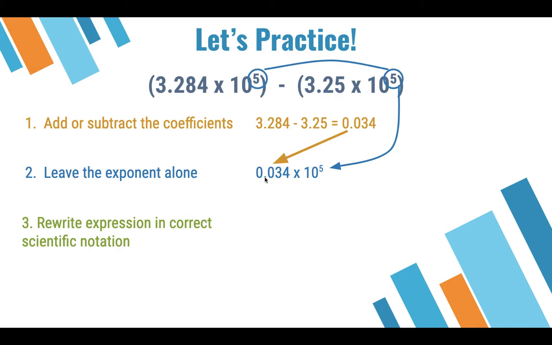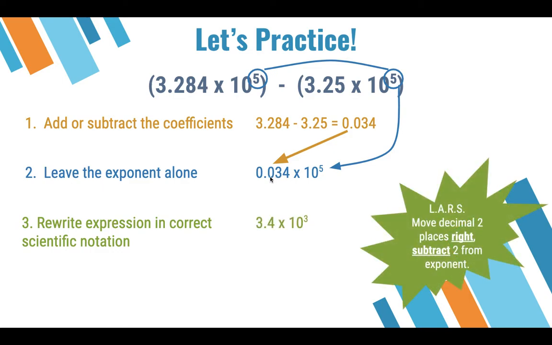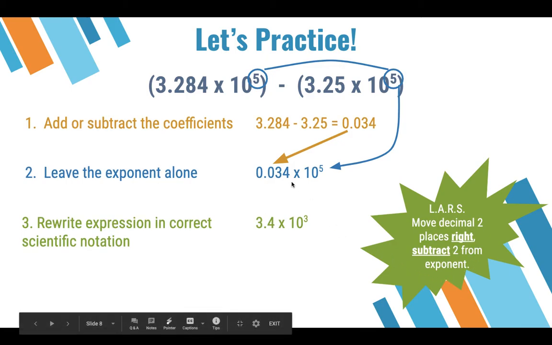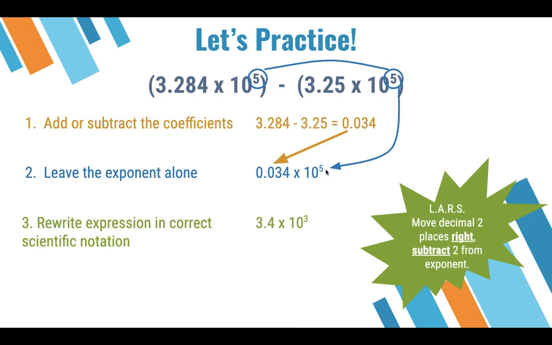So if we do that, we need to move our decimal 2 places to the right. So it's going to be 3.4. And whenever we're moving 2 to the right, remember our LARS acronym. We look at the R, means we moved to the right, we need to subtract. Move 2 decimal places to the right, we subtract 2 from the exponent. Since we moved it 1, 2, we need to subtract 2 from our exponent, so 5 minus 2 is 3. So our final answer in scientific notation is 3.4 times 10 to the 3rd.